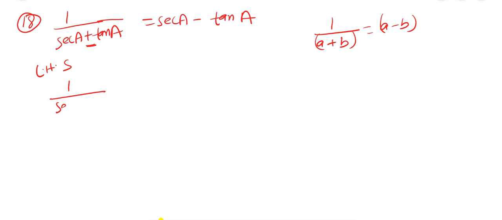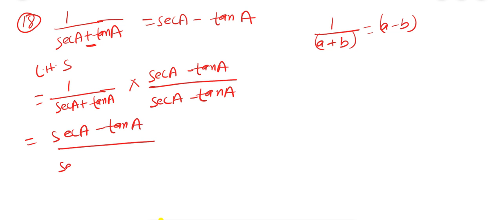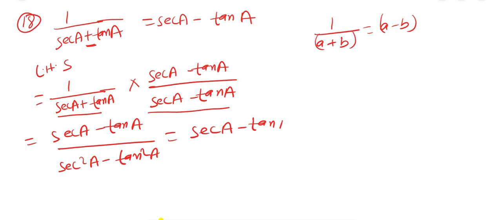So 1 by sec A plus tan A, multiply sec A minus tan A divided by sec A minus tan A. This is here sec A minus tan A over sec square A minus tan square A. This is A plus B, and this is A minus B, and this is sec A by tan A. So we got here the RHS. So LHS is equal to RHS.